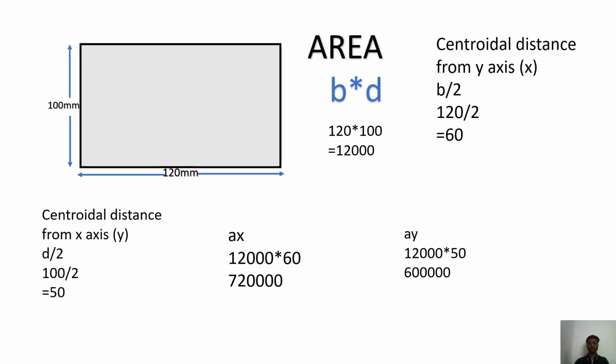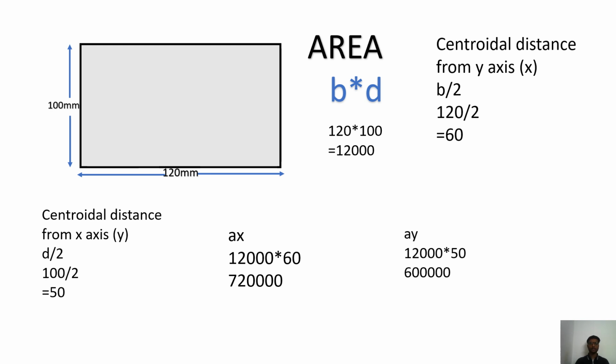Now let us consider the first component, the rectangle. Here the rectangle is given with a breadth of 120 mm and a depth of 100 mm. To find the area of the rectangle, we have the formula B into D. Here 120 is the breadth and 100 is the depth. Therefore the answer is 12,000. Second, we will find the centroidal distance from the y-axis. The formula is b divided by 2. The breadth is given as 120 mm. Therefore, 120 divided by 2 is equal to 60.